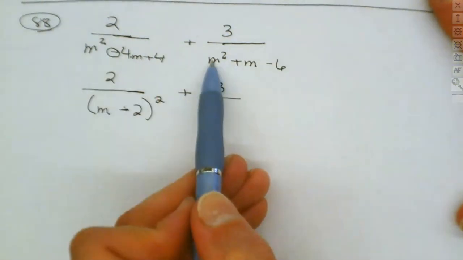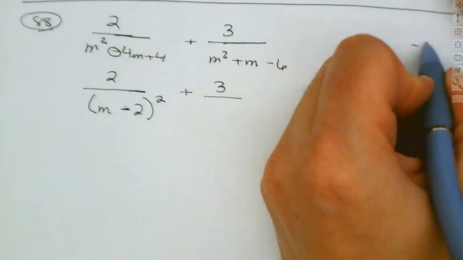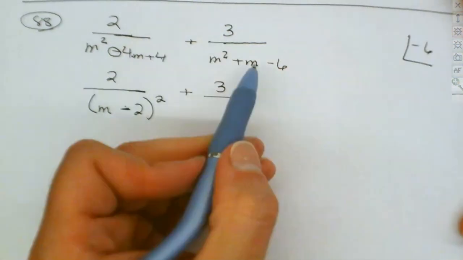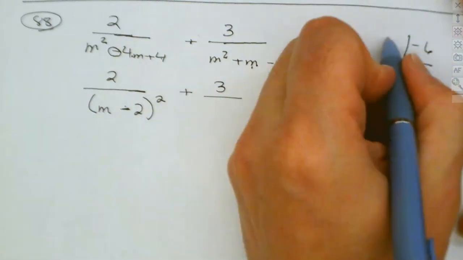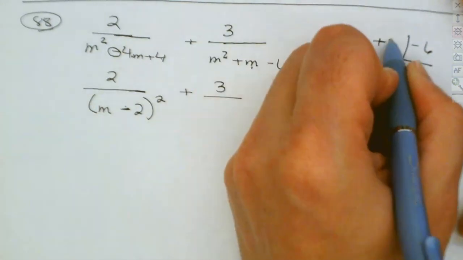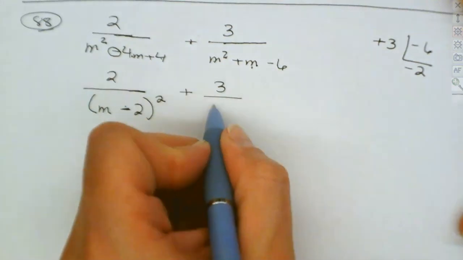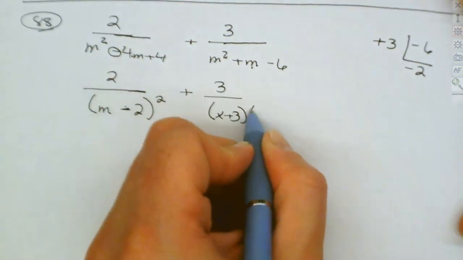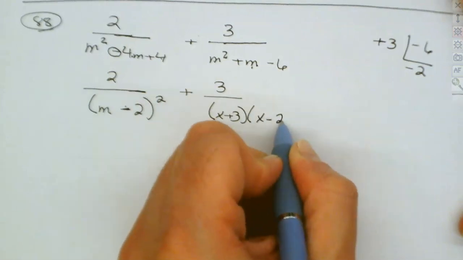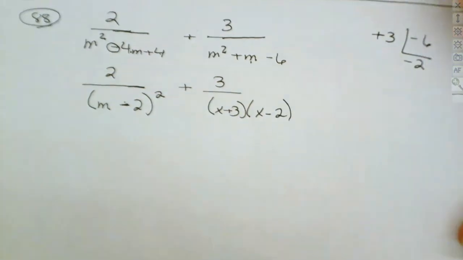What about this one? Well, first times the last is a negative 6. And what two numbers give you the 1? We need a positive 3, that's the larger one, and a negative 2. So that's what we've got there. Now, it's all been factored. We need to look at everything together.